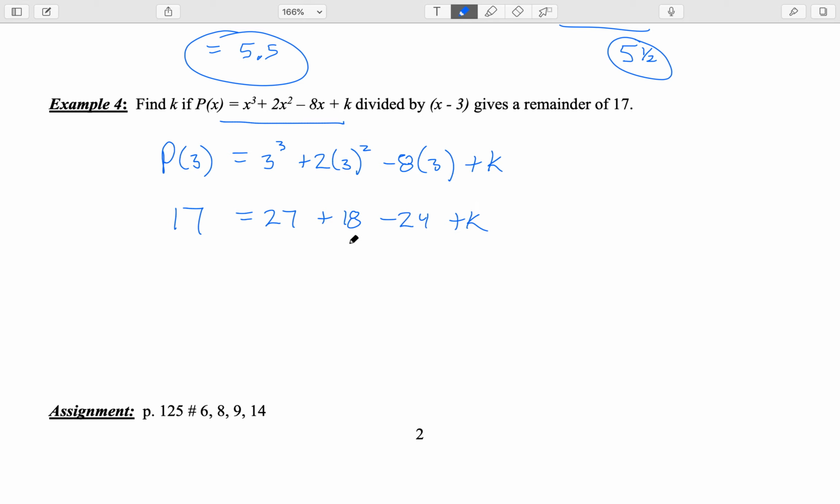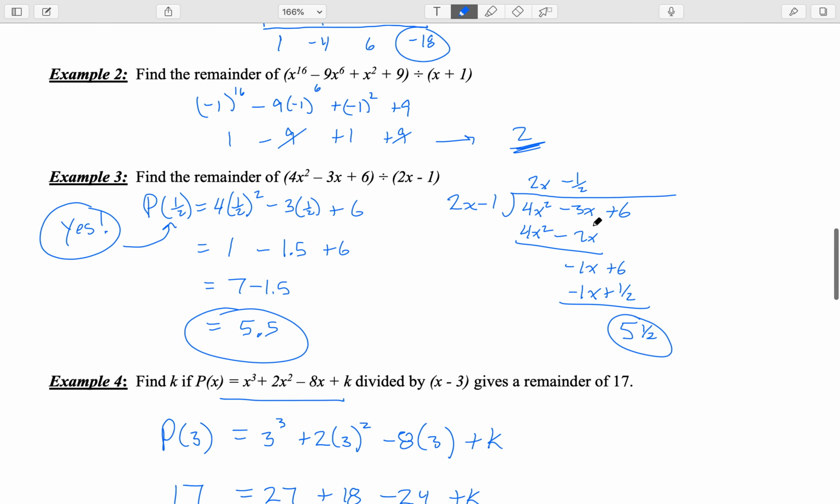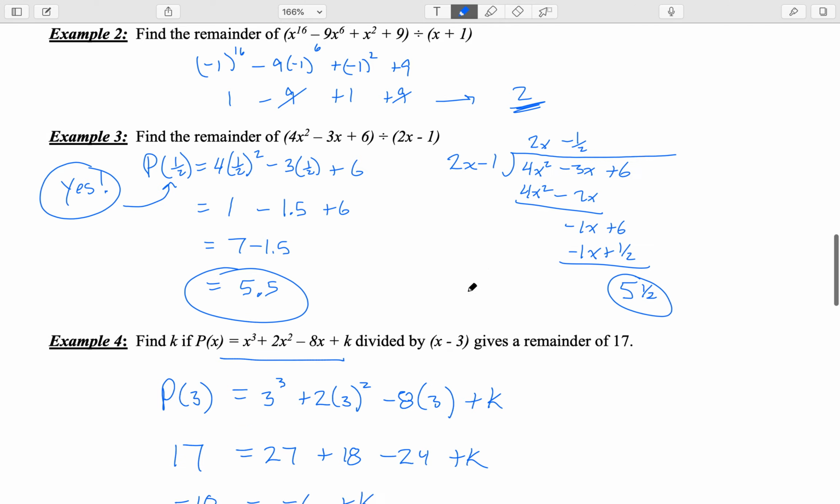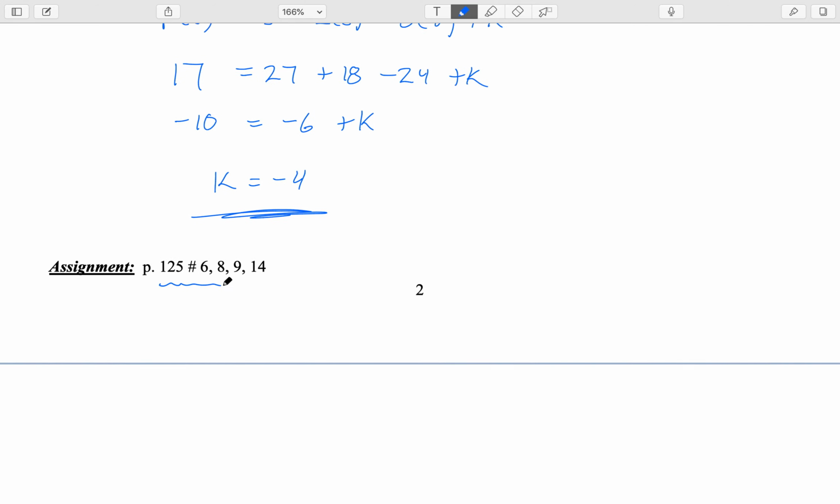Now it's just a matter of solving this equation. Oh, cool. Minus off 27, minus 10. This is going to give me minus 6 plus k. So in other words, add on 6. k is equal to -4. Ta-da! There we go. So the remainder theorem is simply a shortcut for finding the remainder. It doesn't tell you the quotient, but right now we don't care about the quotient. We only care about the remainder. Alrighty, so there's today's questions to work on. Not that many, but a few.